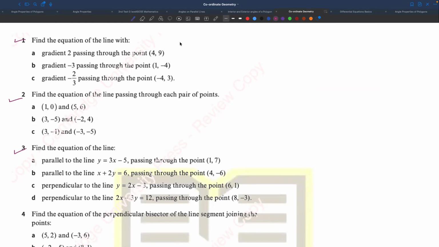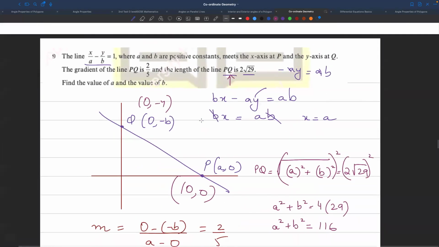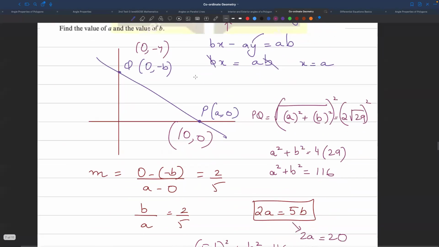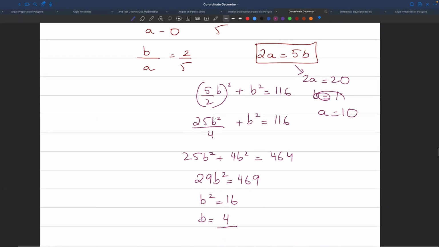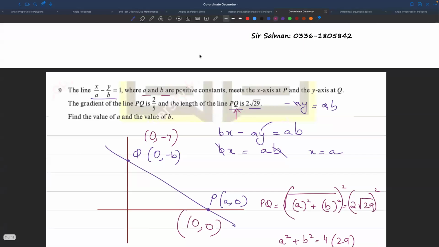Plus minus 4. Good question. Yeah. But it says A and B are positive constants. Okay. So I have to take the positive value. But yeah, you're right. I just looked at it and that's why it works.